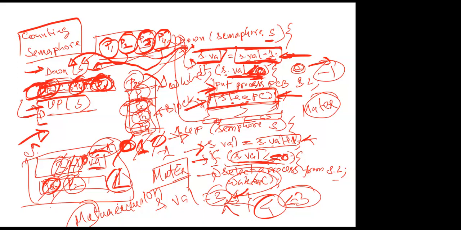So this is all about the synchronization mechanism. We learned both busy waiting as well as non-busy waiting solutions. Now let's talk about the deadlock concept. You already know about deadlocks.